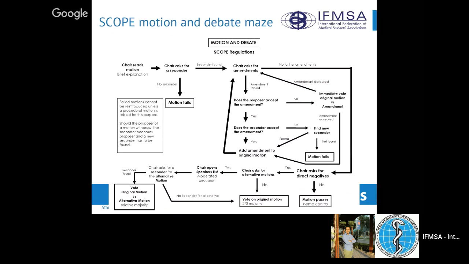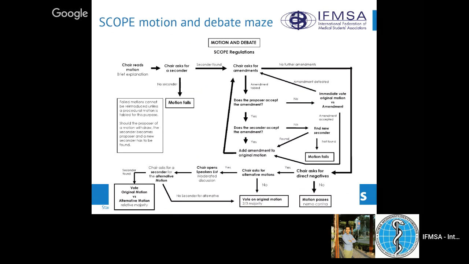But if there are any amendments, then the amendments are tabled, and the chair has to ask the proposer if the proposer accepts the amendment. If the proposer accepts it, we also have to ask the seconder if the seconder accepts the amendment. If the seconder also accepts, the amendment is incorporated in the original motion. So the amended motion becomes the final motion that will be voted on by the SCOPE active animals.